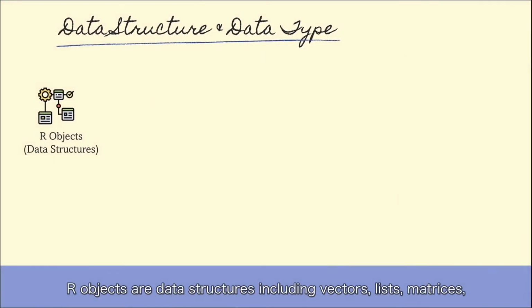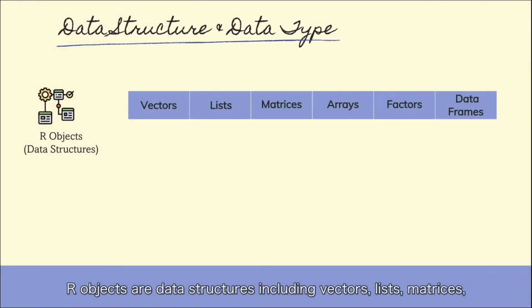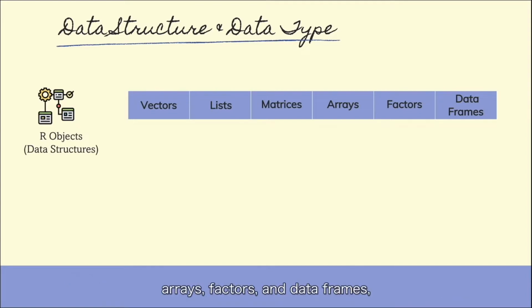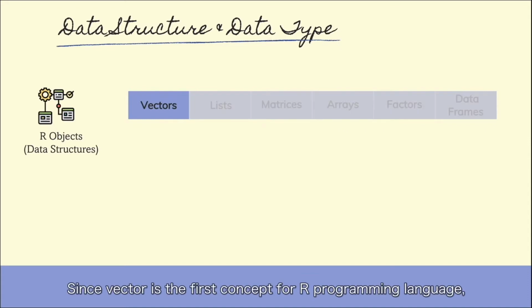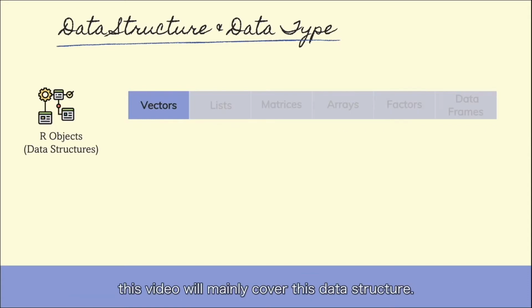R objects are data structures including vectors, lists, matrices, arrays, and data frames, which act as data organizations and storage formats that enable efficient access and modification. Since vector is the first concept of the R programming language, this video will mainly cover this data structure.